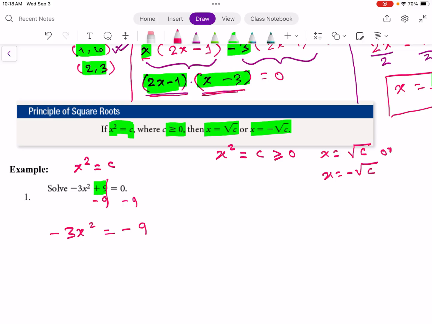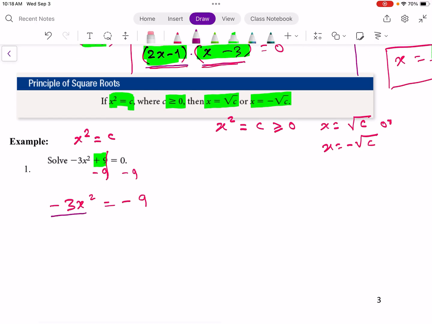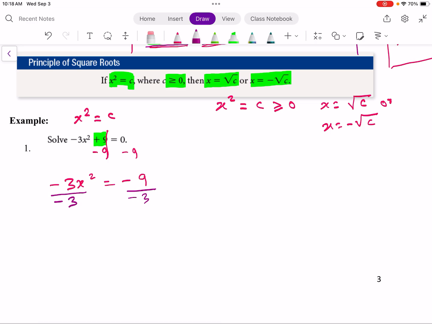We need to get rid of negative 3. And how do we get rid of negative 3? We divide both sides. Make sure you are dividing both sides, okay? If you are multiplying, dividing, adding, subtracting an equation, you have to do it on both sides. Now negative 3x square divided by negative 3, that is positive x square, equals to negative 9 divided by negative 3, that is positive 3. Now isn't this same as x square equals to c?